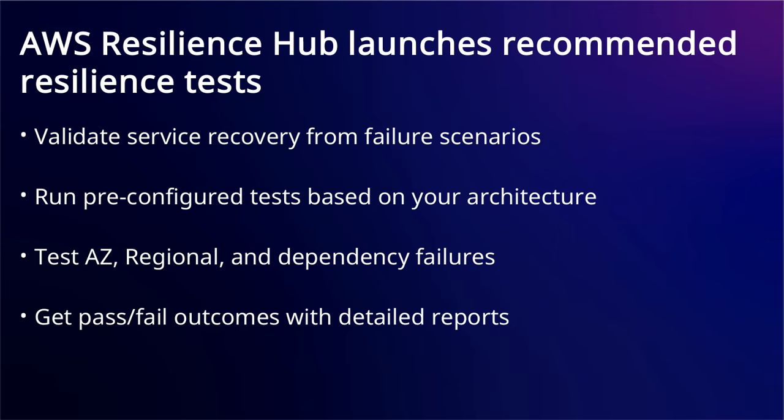The service uses AWS Fault Injection Service to inject controlled faults into your resources. You can test common failure patterns including availability zone impairment, regional impairment, and dependency failures. Each test automatically targets the appropriate resources, injects faults, and evaluates whether your service recovers within your defined recovery time objectives. You receive pass or fail outcomes based on alarm evaluation and recovery objectives, along with detailed test reports to help you identify gaps in your resilience posture.